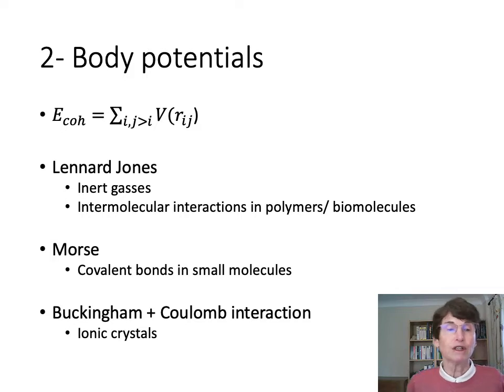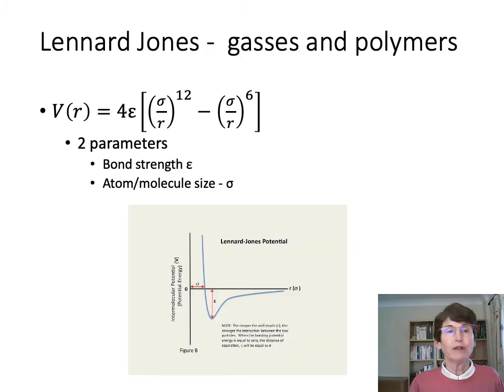I'm going to discuss three types of two-body potentials. The Lennard-Jones potential, which is appropriate for interaction between molecules, either in gases or in polymers and biomolecules. The Morse potential, which describes the covalent bonds in small molecules. And the Buckingham potential, which is appropriate for ionic crystals. So first of all, the Lennard-Jones potential, which I'm sure you're all familiar with from undergraduate days, which is used for interaction between gas molecules and the interaction between molecules in polymers or biomaterials.